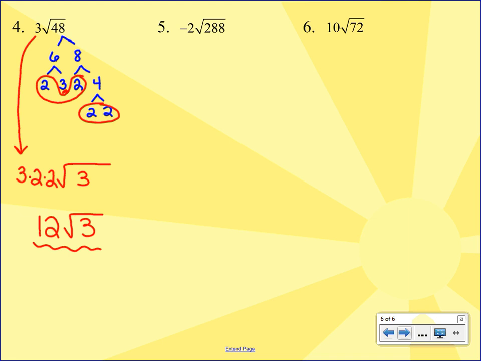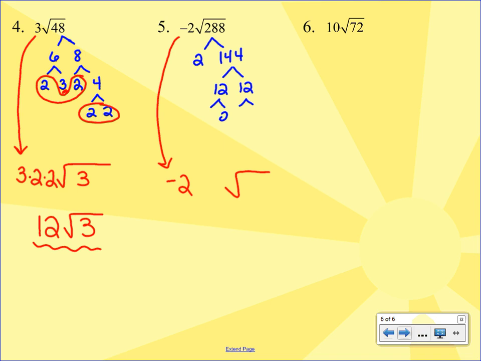Number 5, we're going to approach the same way, only this time we have a negative 2 out front. So we're just going to bring that down for the end. We're going to split up 288. It's even, so let's divide by 2. If we divide 288 by 2, we would get 144. And then 144, I know 12 times 12 gives me 144. And then we could break 12 down into 2 and 6.